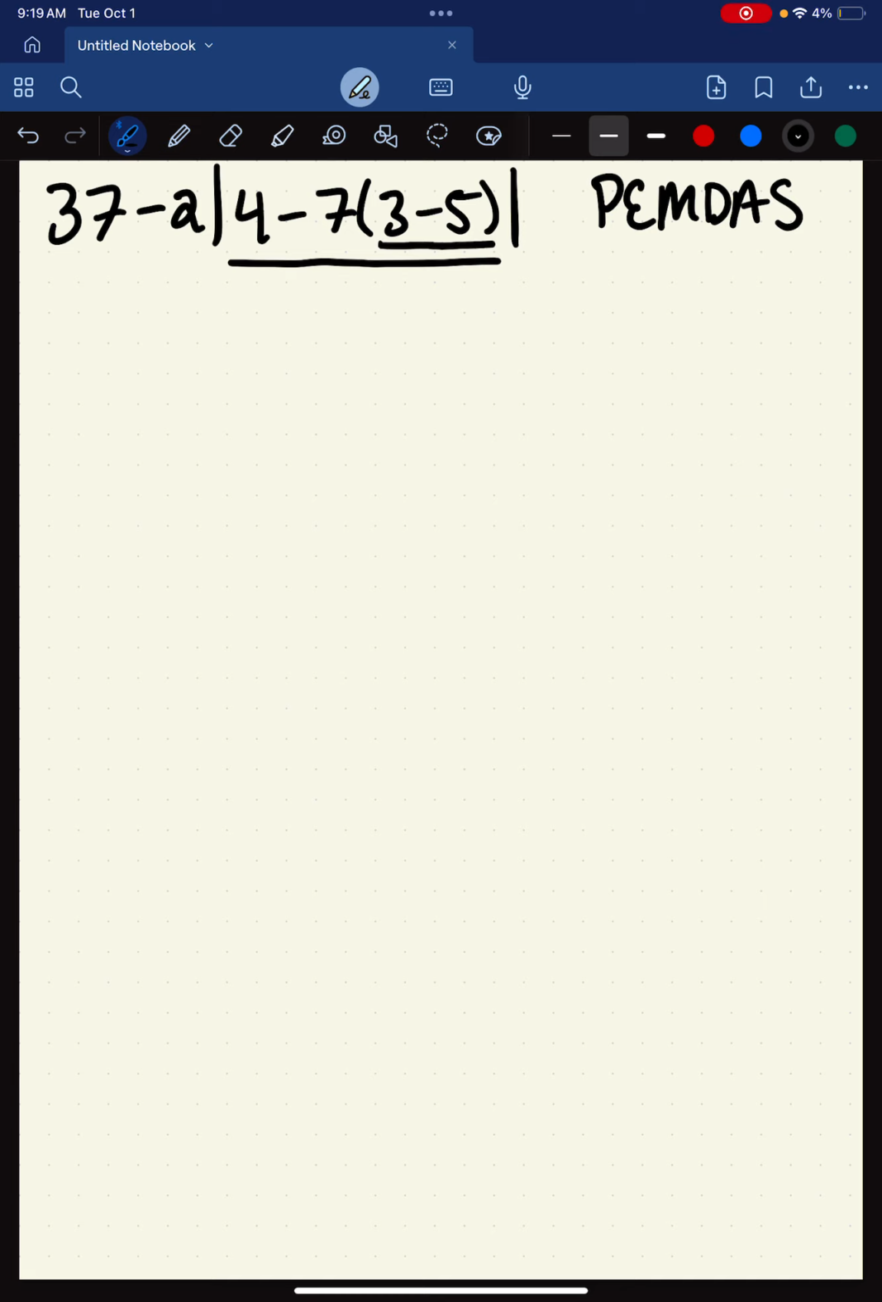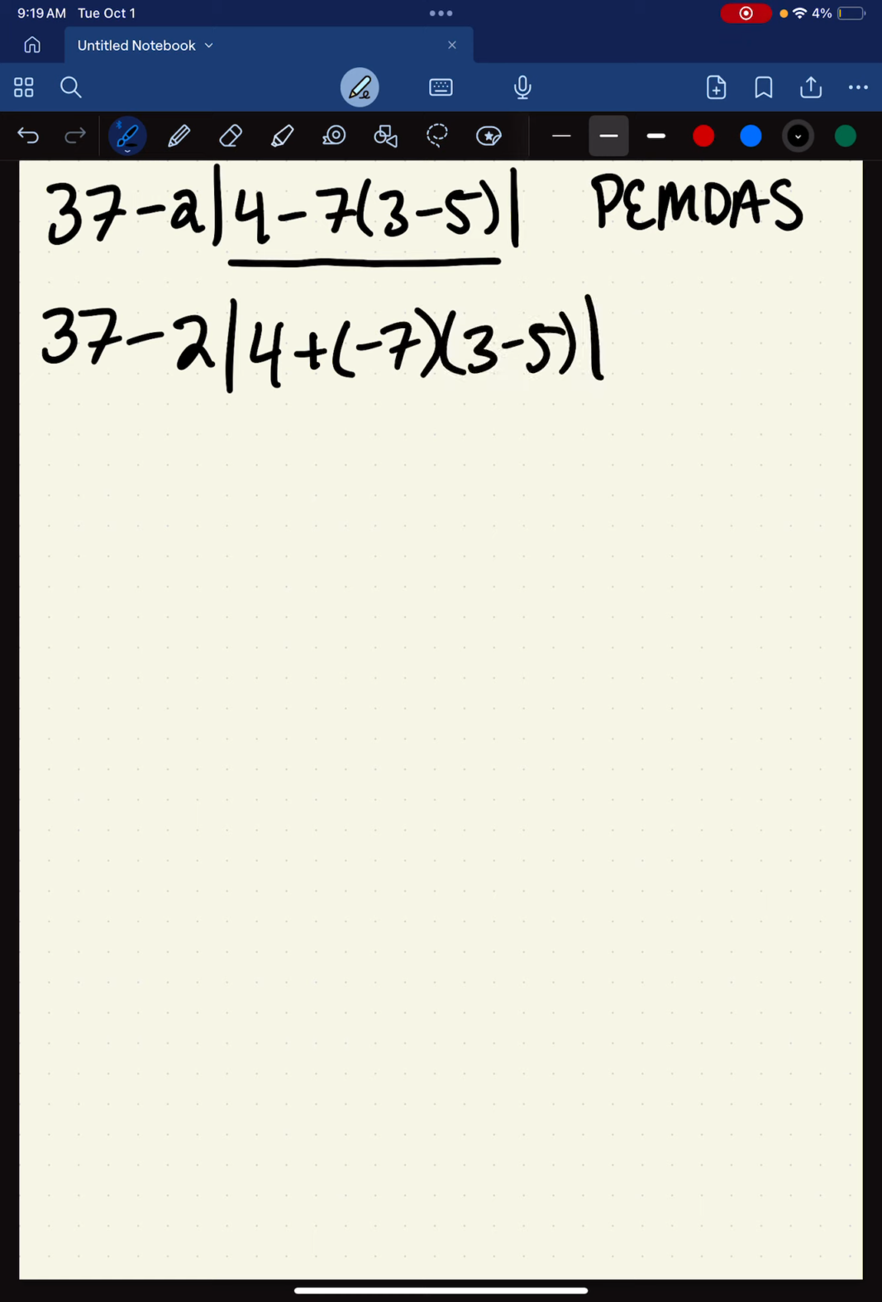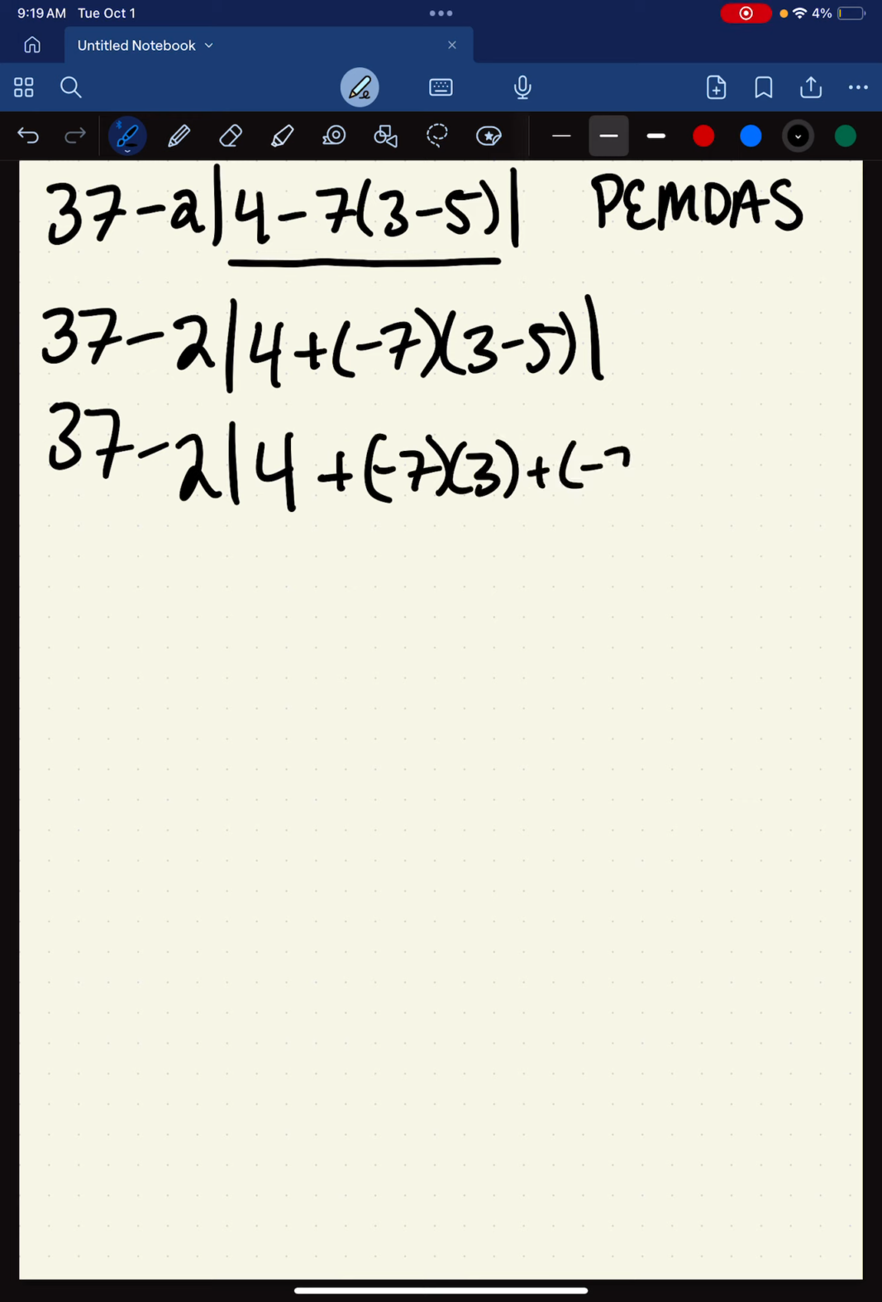But instead of simplifying the parentheses the way we did before, let's use the distributive property to simplify. So we have 37 minus 2 times the absolute value of 4 minus, and really this is plus. Let's make this extra step so we can actually see what we're multiplying. It's not 7 times everything, it's going to be negative 7 times everything. So we get 37 minus 2 times the absolute value of 4 plus negative 7 times 3 plus negative 7 times negative 5.